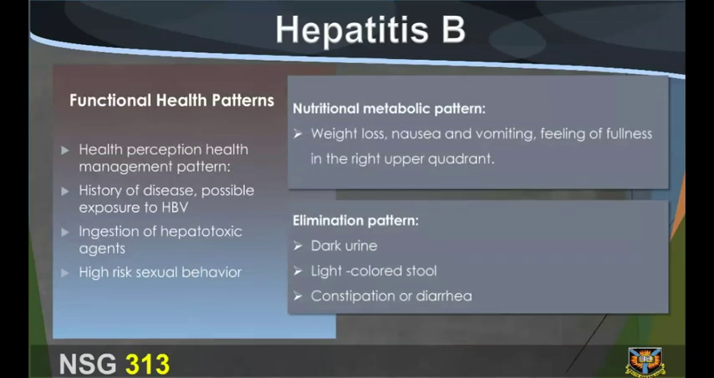Functional health patterns. Health perception and health management pattern: history of disease, possible exposure to HBV, ingestion of hepatotoxic agents, high-risk sexual behavior. Nutritional metabolic patterns: weight loss, nausea and vomiting, feeling of fullness in the right upper quadrant. Elimination pattern: dark urine, light-colored stool, constipation or diarrhea.